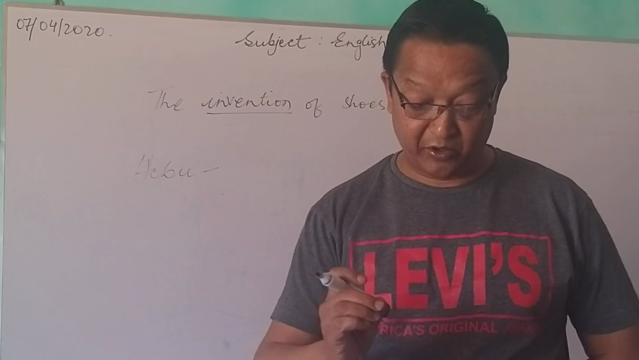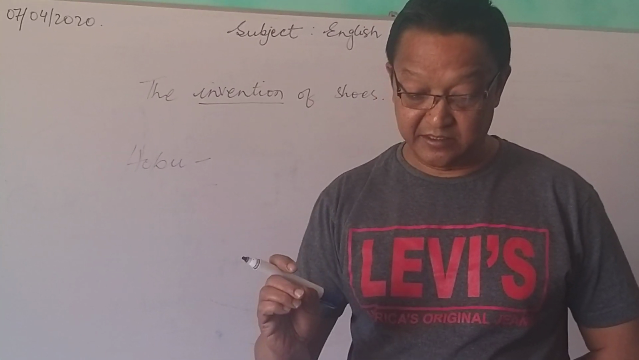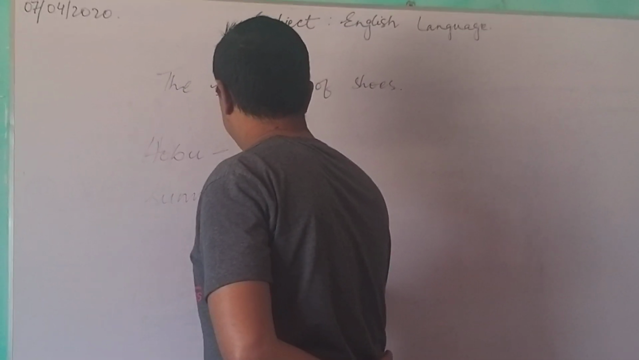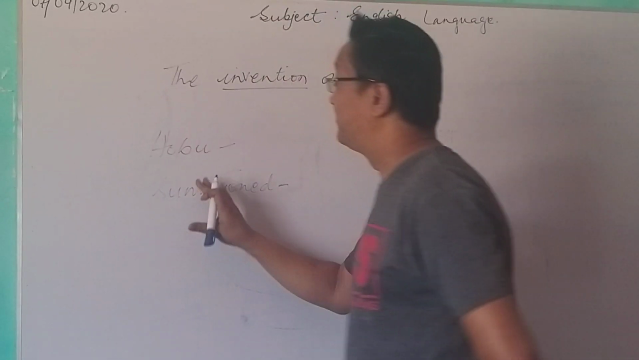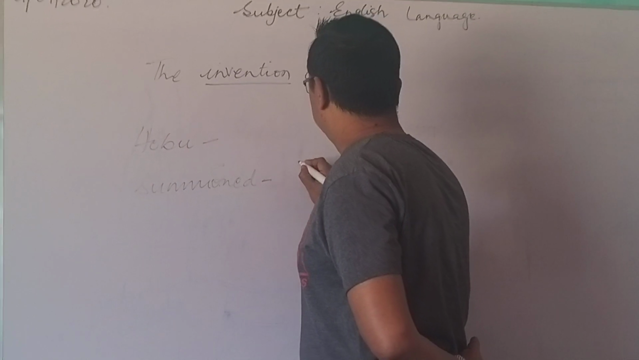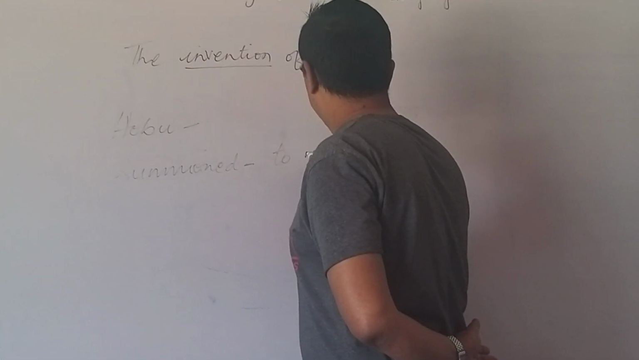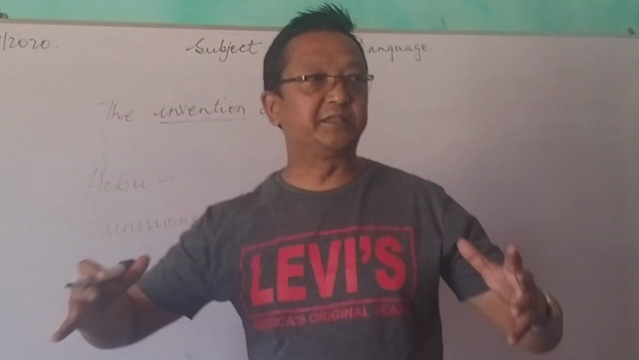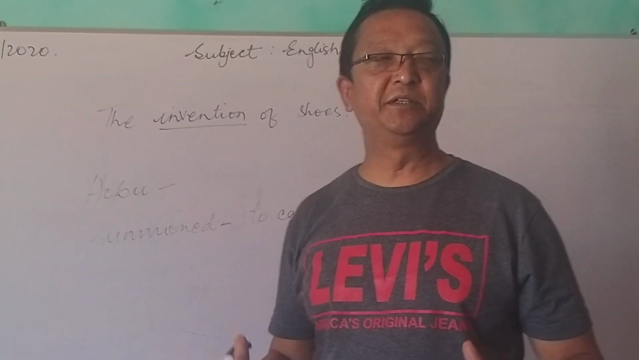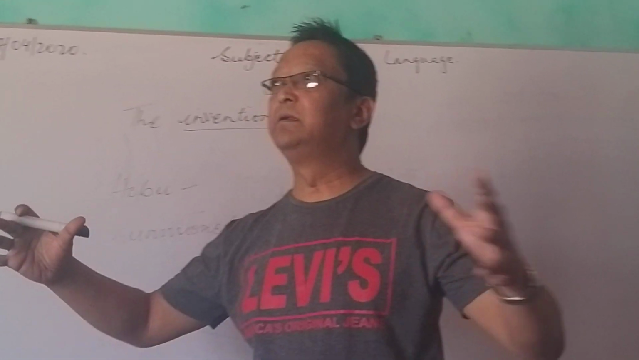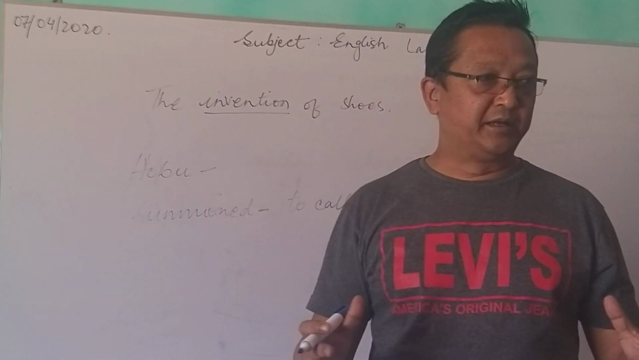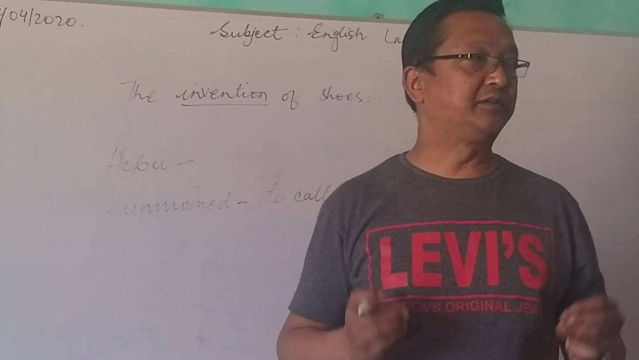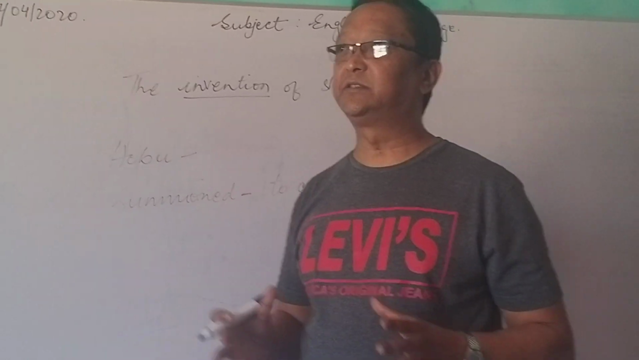Here is a sentence: One morning he summoned his minister and said. Summoned, S-U-M-M-O-N-E-D, is a verb. Its meaning is to call. So he called all his ministers and the courtiers. Courtiers means the counselors who also sit with the king in the palace, and they helped the king by giving some ideas and suggestions. All the courtiers were gathered there.